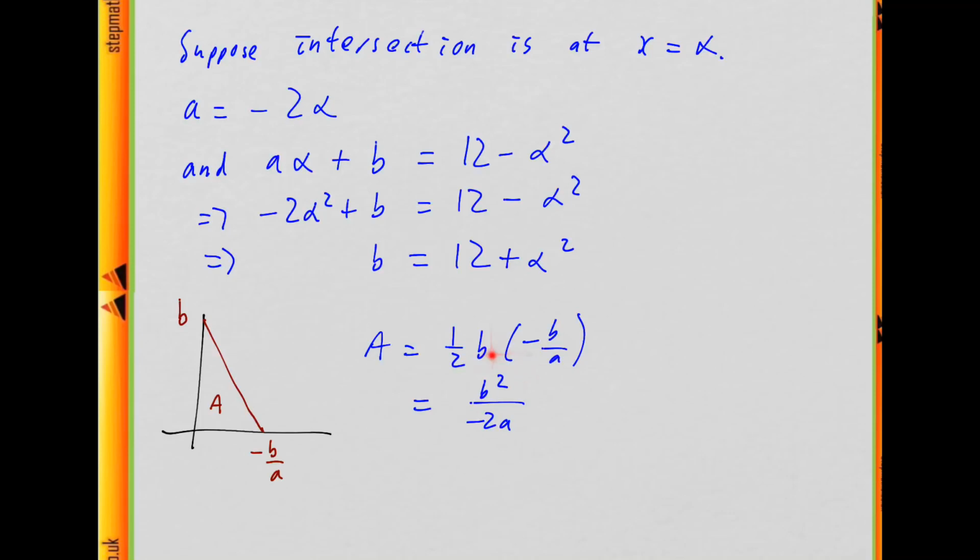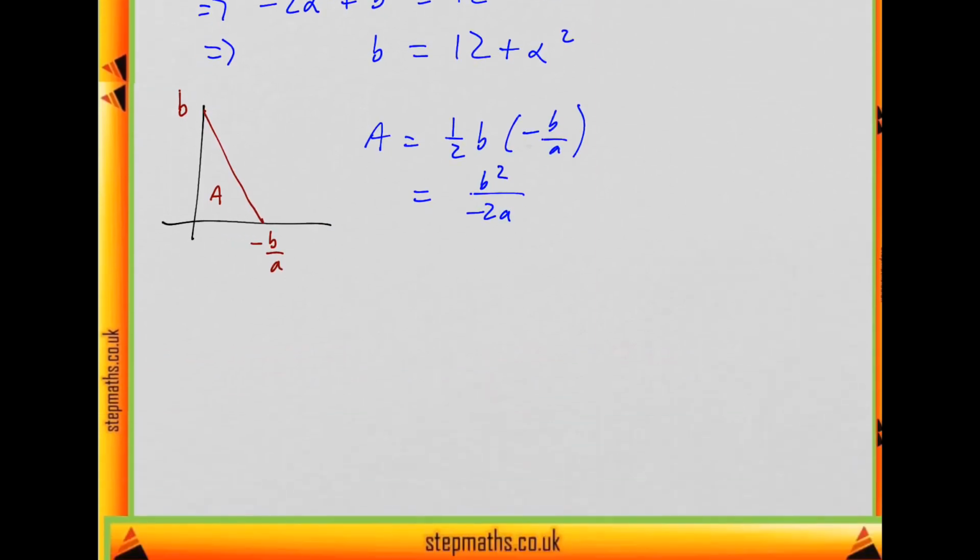So now let's put this all in terms of alpha. So b was 12 plus alpha squared, so on the top I'm getting this squared, and on the bottom just minus 2 times this. So on the top we get 144 plus 24 alpha squared plus alpha to the 4. And on the bottom we're getting minus 2 times this, which is 4 times alpha.